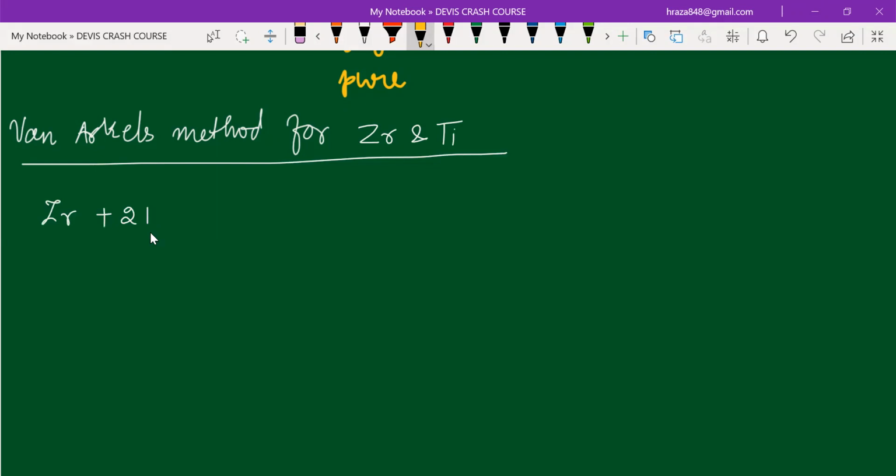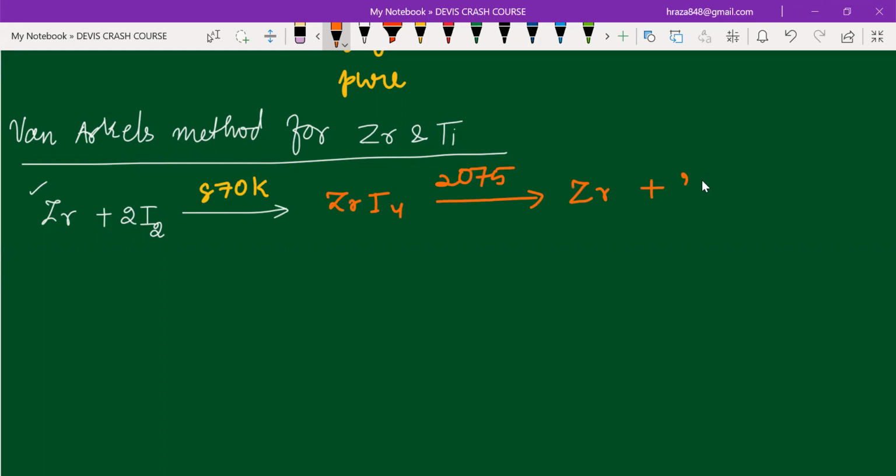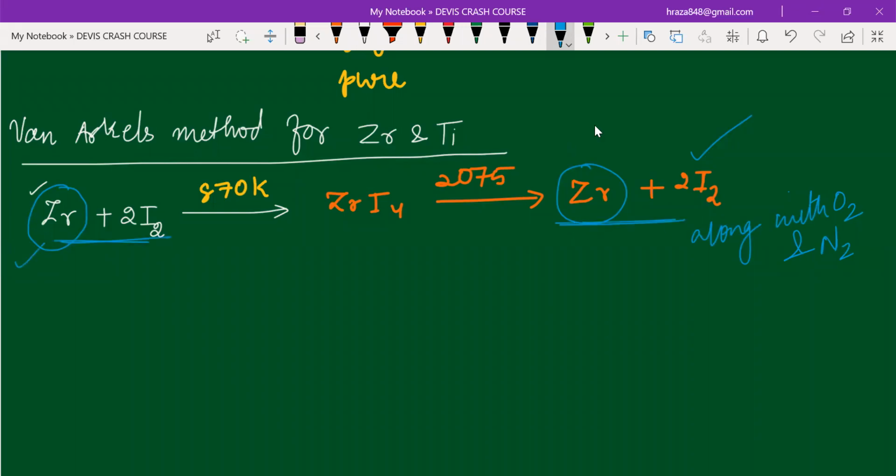Zr plus 2I2. Reacting. First, you are going to convert it into a complex. Heat it at 870 Kelvin, then you will be getting ZrI4. And if you again heat it at 2075 Kelvin, then you will be getting the pure metal zirconium and then 2I2. The only difference is that this is your crude metal and this is your pure metal, and this iodine will be along with O2 and N. Okay. Yeah. So you can see the reaction is same, but this is your crude metal and this is your pure metal.